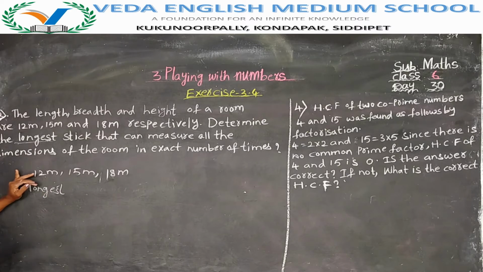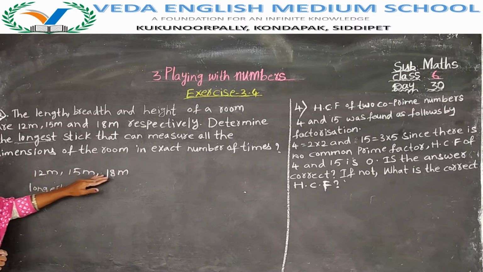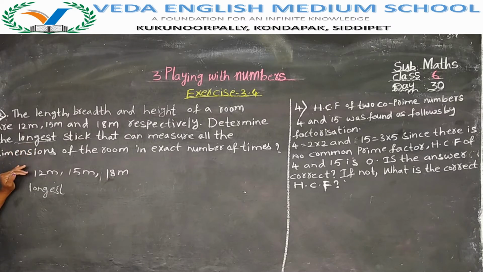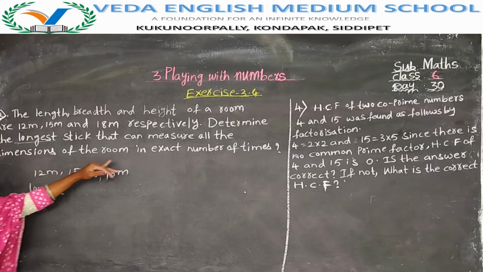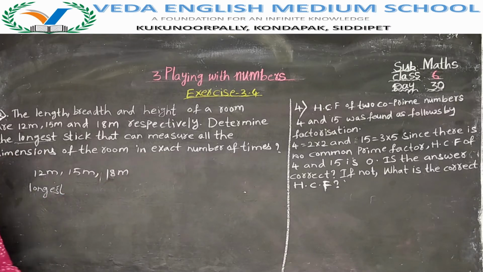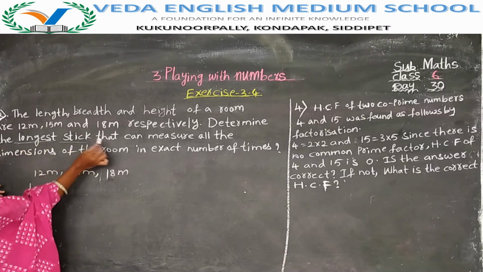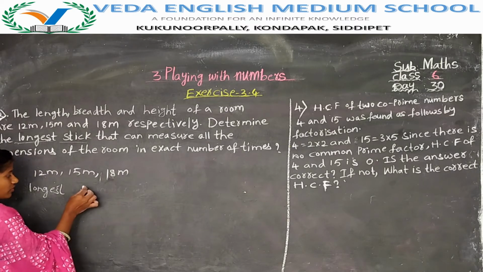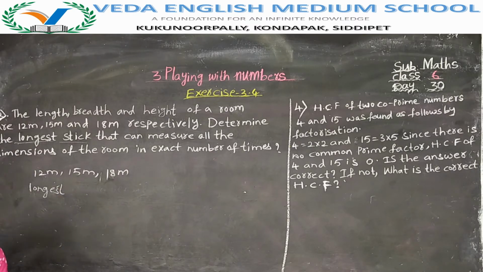Then we have to find the HCF of 12, 15 and 18. The last divisor in the HCF is our answer. That is the exact dimension of the room, it can measure an exact number of times. That is the longest stick. Determine the longest stick. I will explain by finding the HCF.